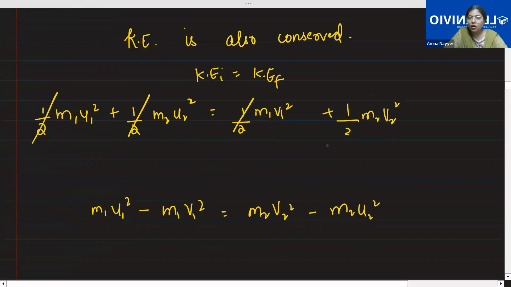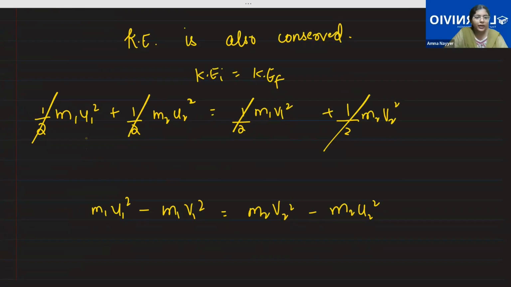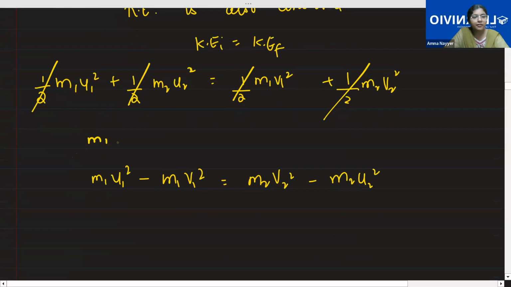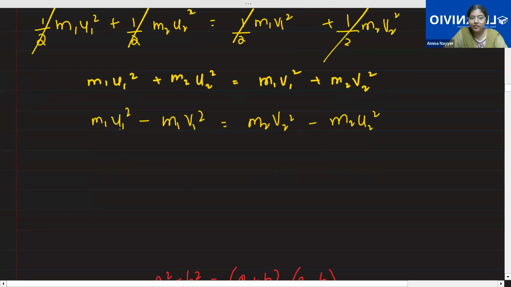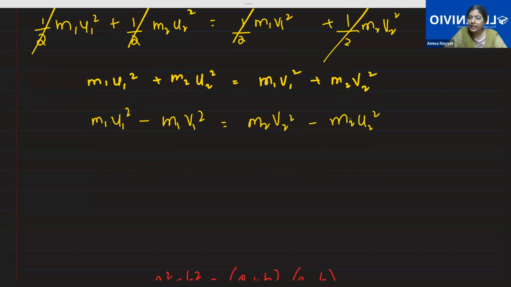So half will be taken common from both the sides, half will be cancelled. We will get m1 u1 square plus m2 u2 square equal to m1 v1 square plus m2 v2 square. Now again, one terms together, two terms together if we interchange: m1 u1 square minus m1 v1 square equals m2 v2 square minus m2 u2 square. If we take m1 common, u1 square minus v1 square. If I take m2 common, v2 square minus u2 square.